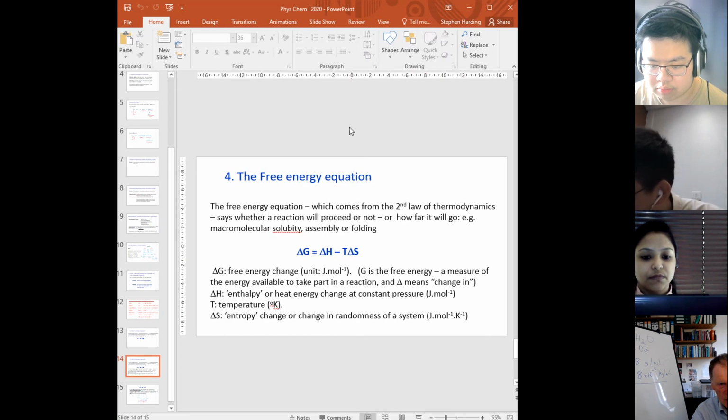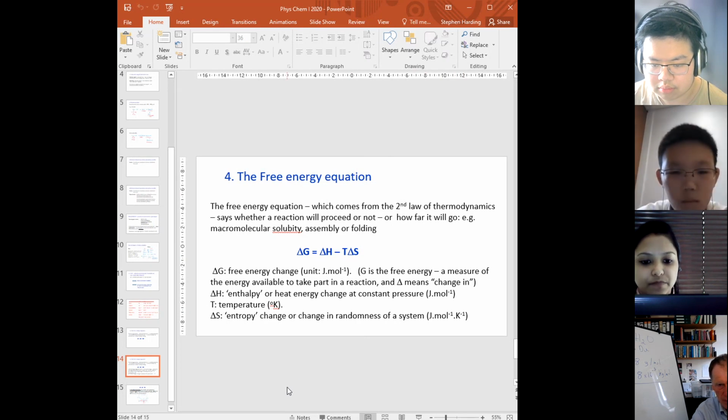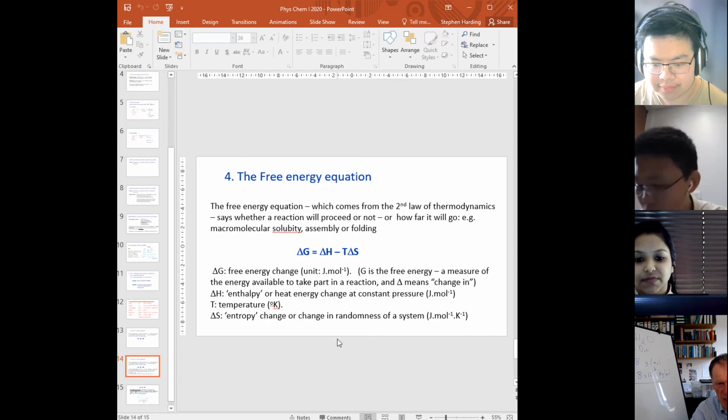So just a question to all of you, have you met this equation before? Yes. Yes. Okay. In the first year, maybe, Cezanne? Yeah, I've seen it before.